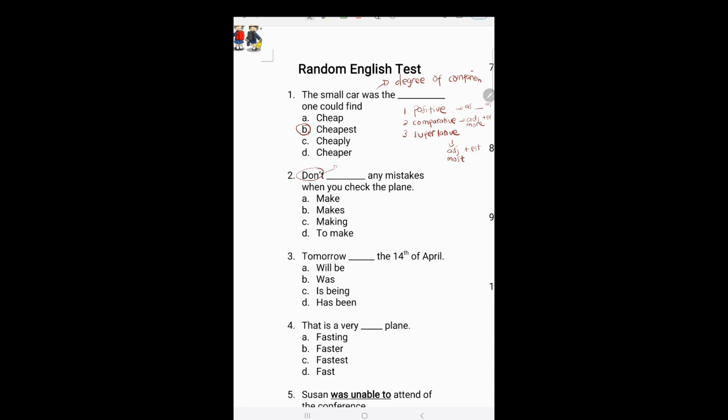Number 2. Don't blah blah blah any mistakes when you check the plane. Okay, the word don't shows us that this is a kind of imperative sentence. So the imperative sentence itself after don't is followed by the base form, or verb 1. So the best answer here is make.